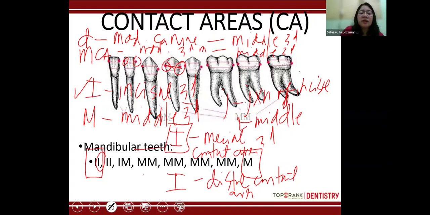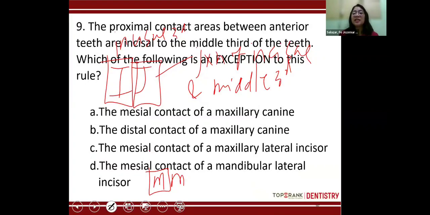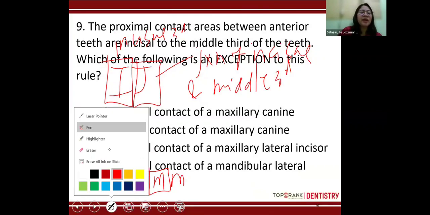Okay, here. In MM, what does the first M mean? M is for middle third, right? But what does the first M here mean? It's the mesial contact area, and this one is the distal contact area. Okay, are we okay? Do we still have questions on the contact areas? Okay? We could answer this question. Wait, let me erase this.